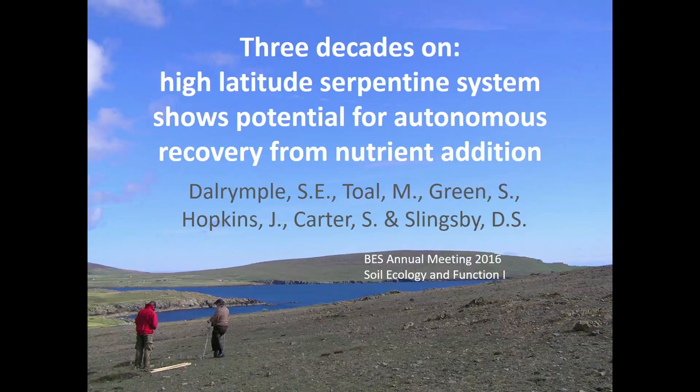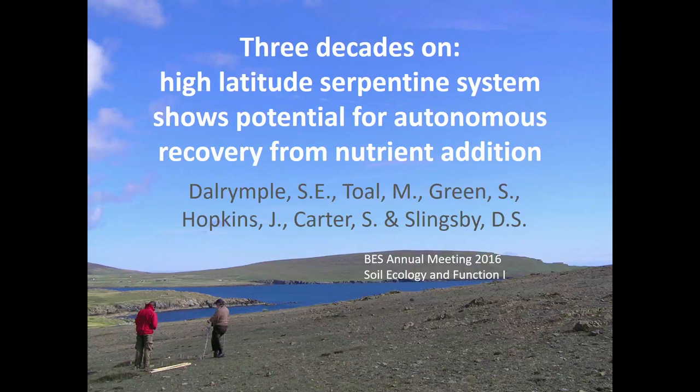If you don't know what serpentine is, it's a soil which is very mineral dominated, has very low organic matter, and tends to have very high levels of heavy metals that are toxic to plant growth, and also very low levels of the major plant growth nutrients like phosphorus, nitrogen, potassium, and particularly calcium as well. So that, and the fact that with the low organic matter it's very drought prone, means it's generally just a horrible place to be if you're a plant.